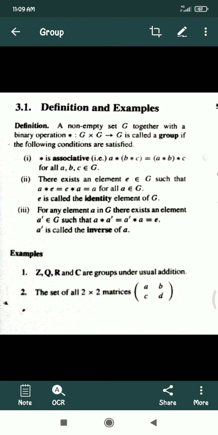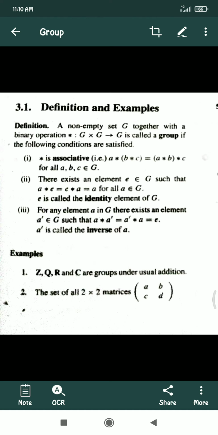So star has to satisfy the three conditions, right? First condition is the associative condition, the next condition is the identity condition, and the third condition is the inverse condition. According to the associative condition, (A star B) star C equals A star (B star C) for all A, B, C belonging to G. So we have chosen three elements from a group, and they have to satisfy the associative property defined below.